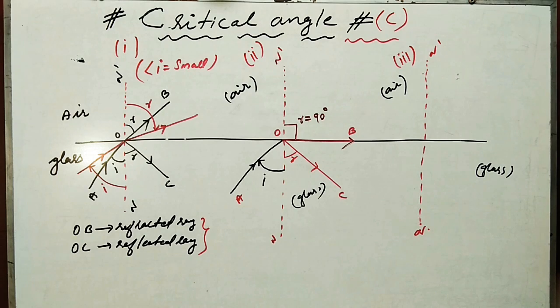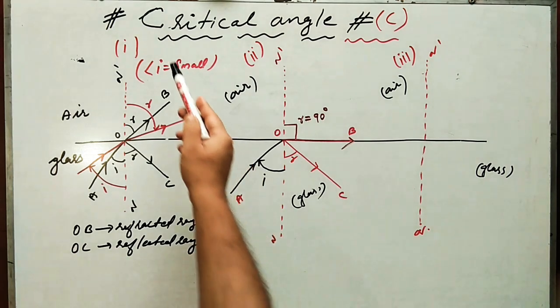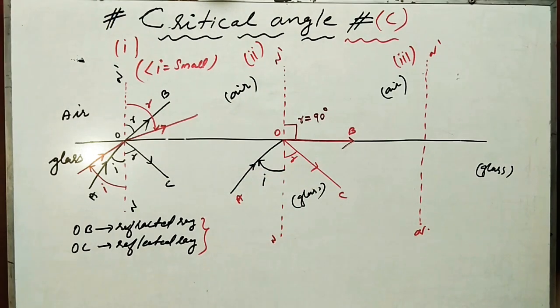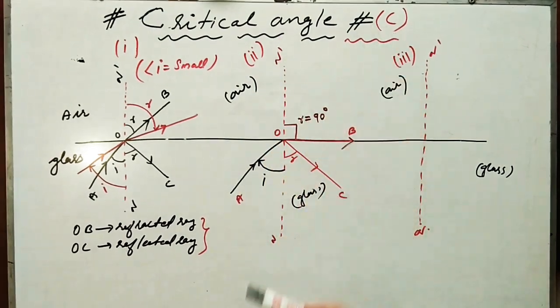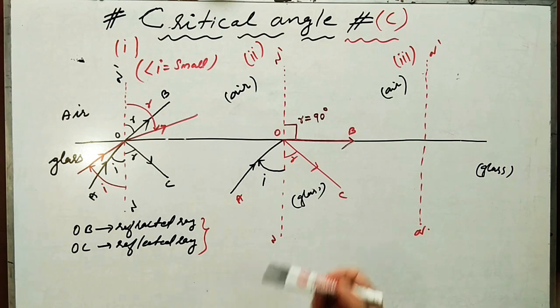Today we are going to learn an important concept in optics, that is critical angle. What is critical angle? What are the factors affecting critical angle C? What is the relationship between critical angle and refractive index? These are today's topics of discussion.